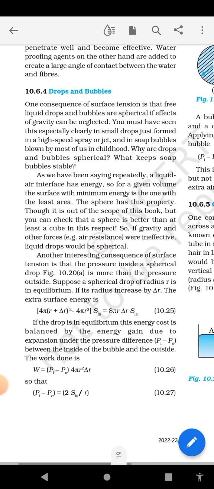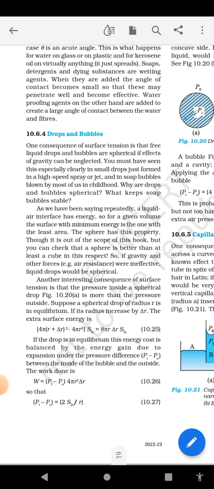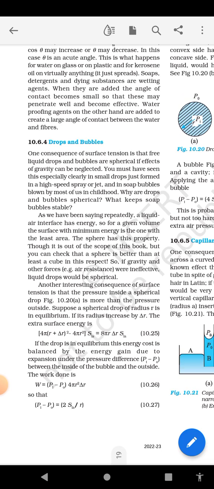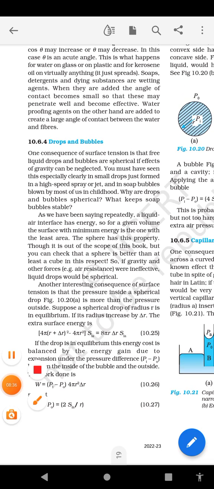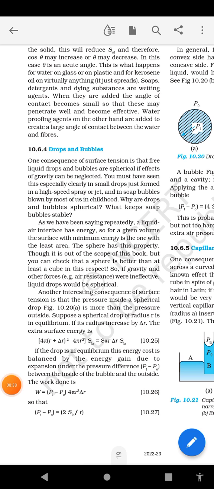Drops and bubbles. There is a difference between a water droplet, a water bubble and a soap bubble. A water bubble has one interface, while a soap bubble has two interfaces. A consequence of surface tension is that free liquid drops and bubbles are spherical if the effects of gravity can be neglected. You must have seen this especially clearly in small drops just formed in a high speed spray or jet, and in a soap bubble blown by most of us in childhood.